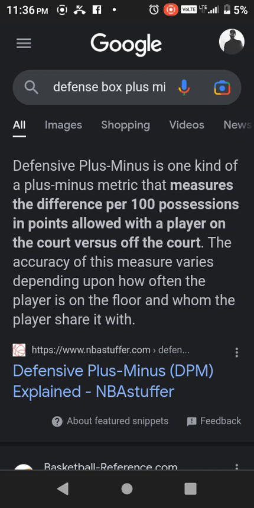The accuracy of this measure varies depending upon how often the player is on the floor, so how many minutes they play, and who is on the floor with them. So it could be me on the floor with Scottie Pippen, Ben Wallace, Gary Payton, and Tim Duncan, and I have the second best box plus minus of all time. That don't mean I'm a great defender, and that don't mean I'm a good defender. That means when I'm on the court, it could be whoever I'm around. That means the lineup that I'm with is a great defensive lineup, not necessarily me.